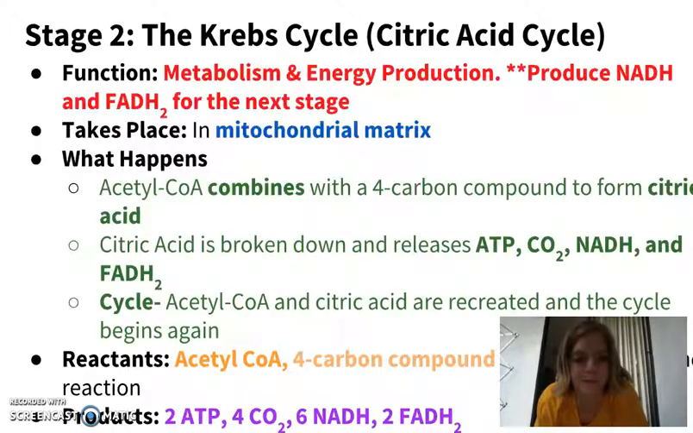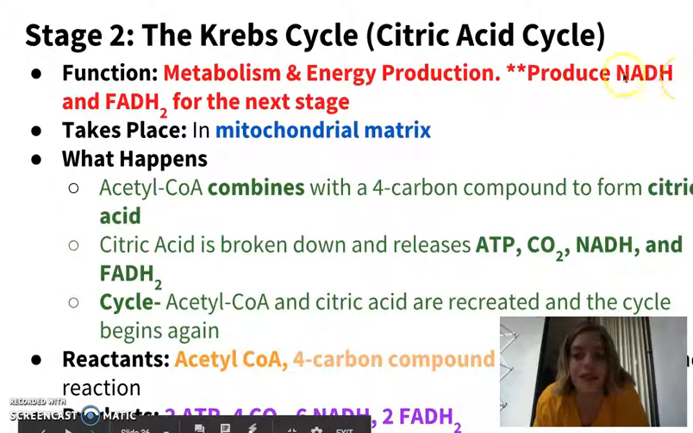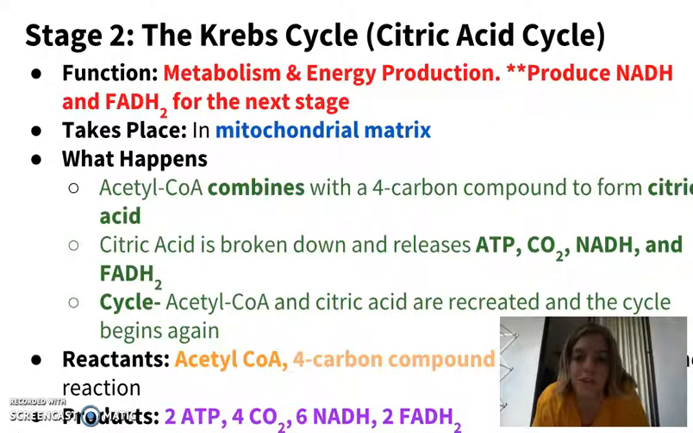This is just a summary slide to help you remember the parts of the Krebs cycle that you need to know and be familiar with for the AP test. So the function is for metabolism, breaking down that citric acid, and energy production. But in this case, most of the energy, as I've mentioned several times, comes from the NADH and the FADH2. This whole process takes place in the mitochondrial matrix, so we're now in the mitochondria. This is a simplistic version of what happens in the citric acid cycle. And then the reactants that we need for this are acetyl-CoA and the 4-carbon compound. That's what we really get started with.